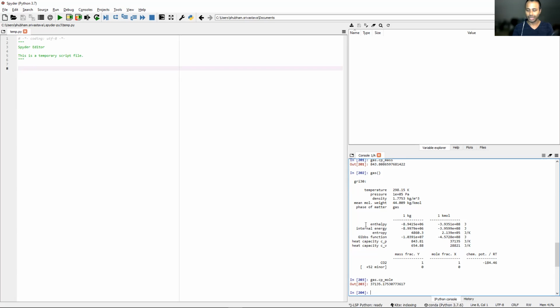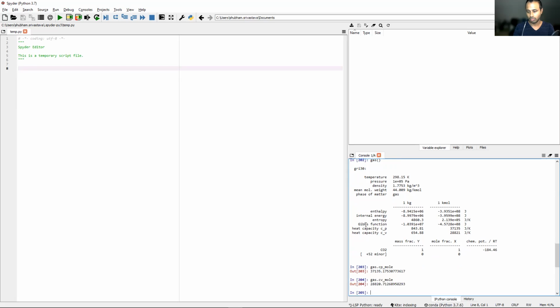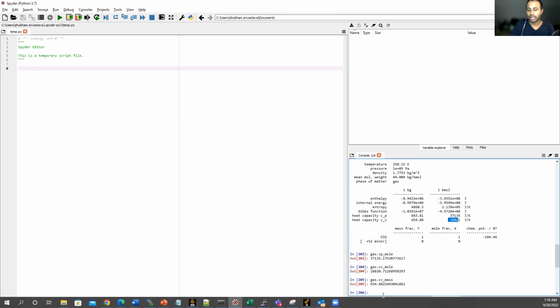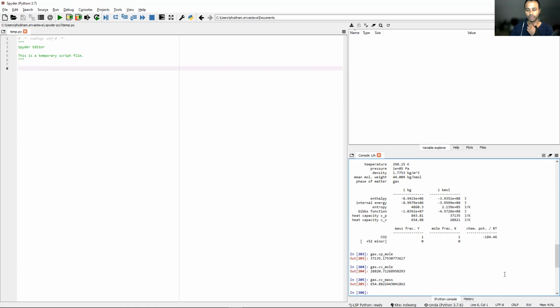And again, you can find Cv in a similar fashion as well, which is specific heat capacity at constant volume, cv_mole and cv_mass. And this again, if you see, should match here. 654 and 28821. So that is how you find Cp and Cv for any species. And you can do the same for any mixture as well.